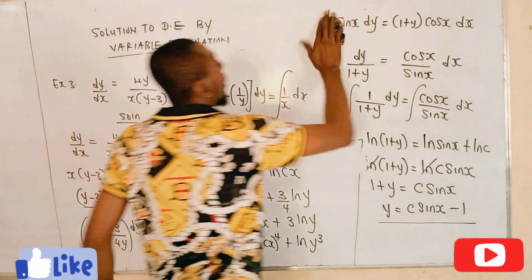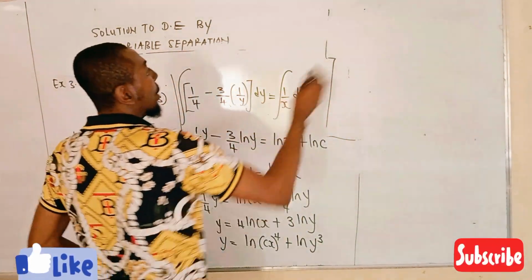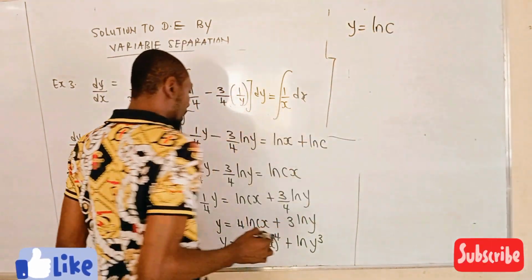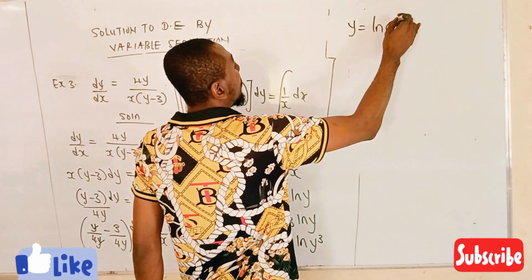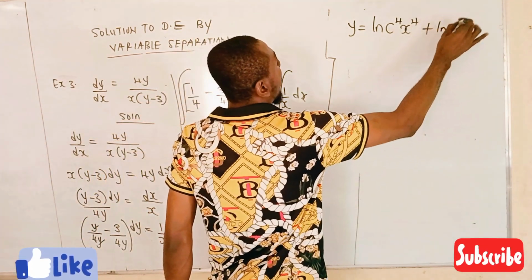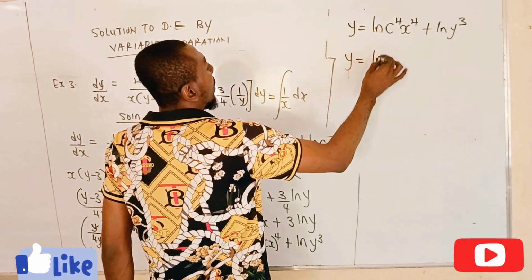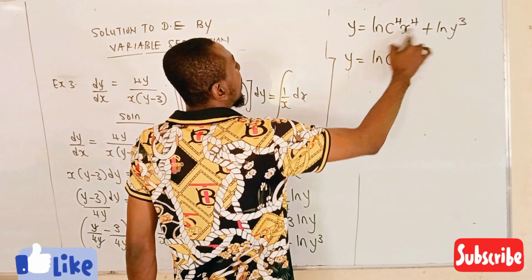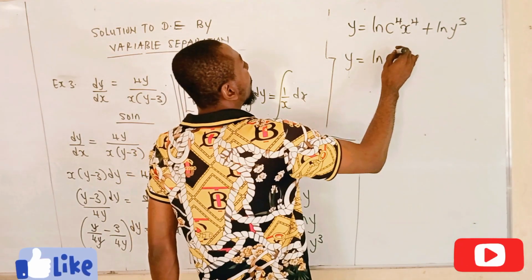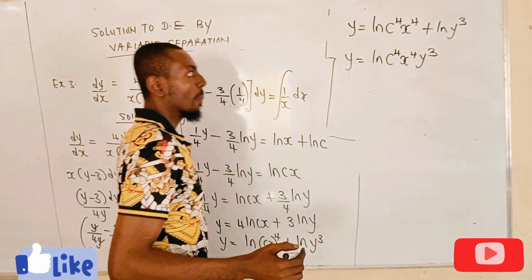So going up there, we have y equal to ln of cx raised to the power 4 plus ln of y raised to the power 3. Taking one of the ln, multiplying the contents according to the law of logarithm, we have y equal to ln of c raised to the power 4, x raised to the power 4, y raised to the power 3.